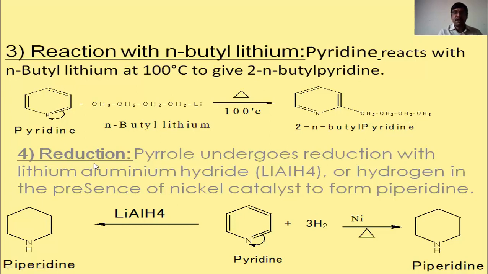The fourth reaction is the reduction reaction, meaning addition of hydrogen atoms on the pyridine ring. Pyridine undergoes reduction with lithium aluminum hydride, that is LiAlH4, or hydrogen in the presence of a nickel catalyst to form piperidine. This is the catalytic reduction. In this, pyridine reacts with 3 molecules of hydrogen in the presence of nickel as a catalyst, and we get piperidine. The other method is the reduction of pyridine with lithium aluminum hydride in a solvent, that is alcohol or ethanol, and we get piperidine.